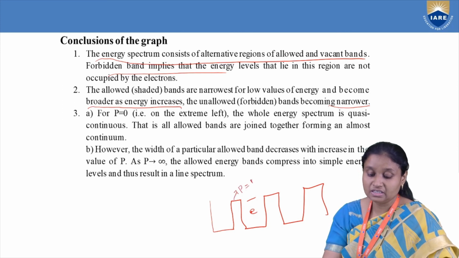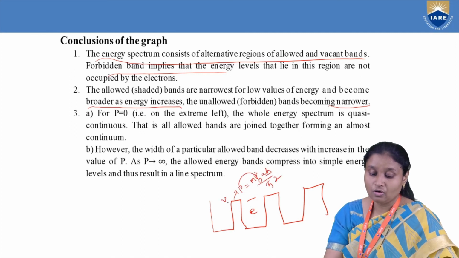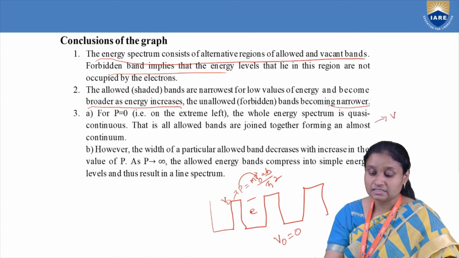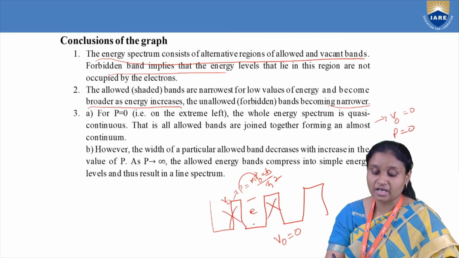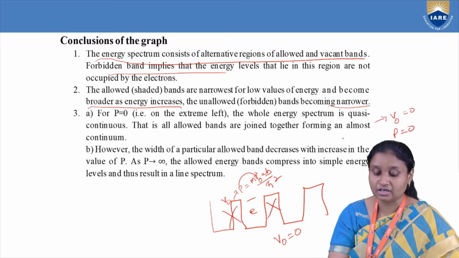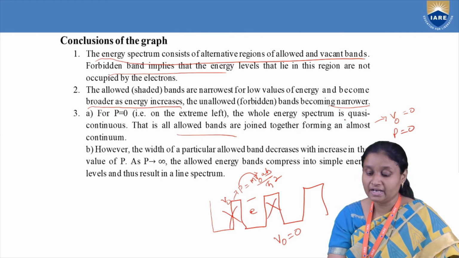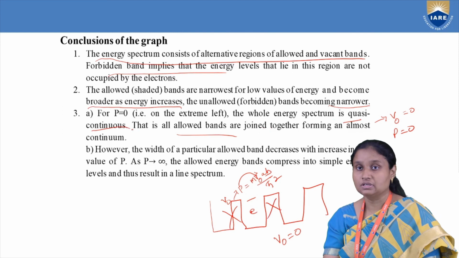What is P? P is given by mV0ab/ħ². So P depends upon V0. If V0 is equal to 0, P is also 0, there are no potential barriers, so the electron will be a free electron. So our electron will move freely. And our allowed band will be quasi-continuous.